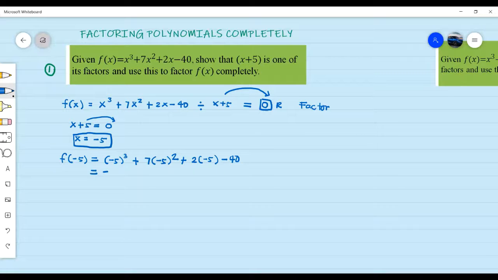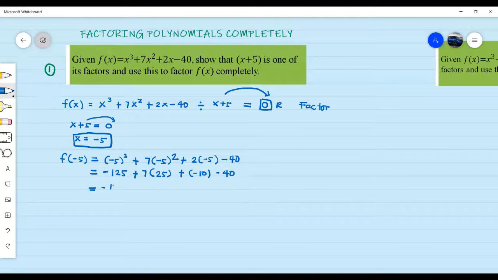So negative, and then 5 times 5 times 5, that's 125. Okay, plus 7 times. Since the base is negative and the exponent is an even number, the result will be positive. So that's positive 25. Then this will now be negative 10. Okay, plus negative 10, or simply minus 10 if you put it that way. Okay, then minus 40. Now, simplify it further.